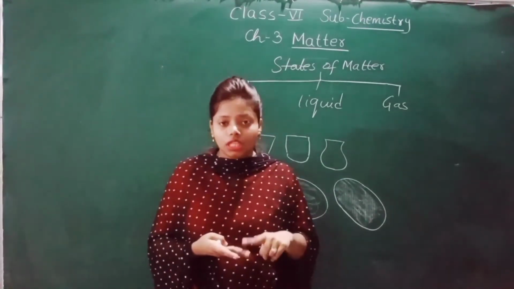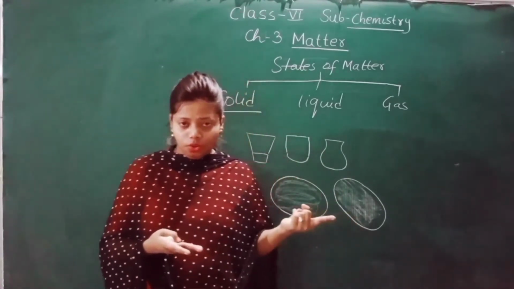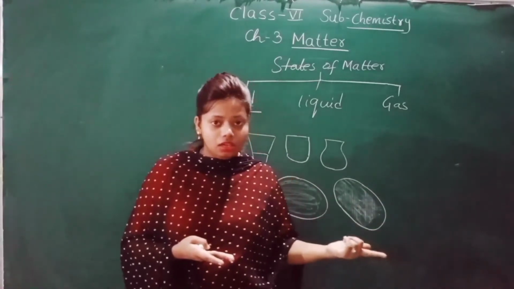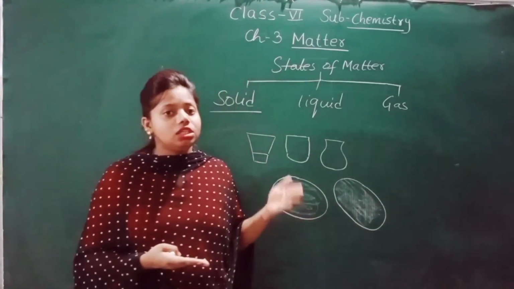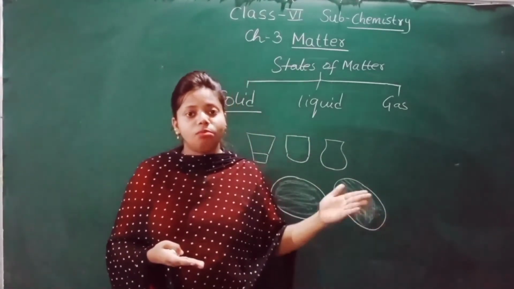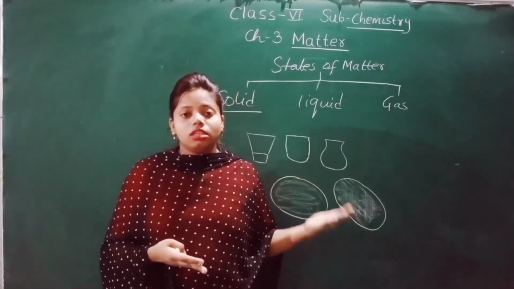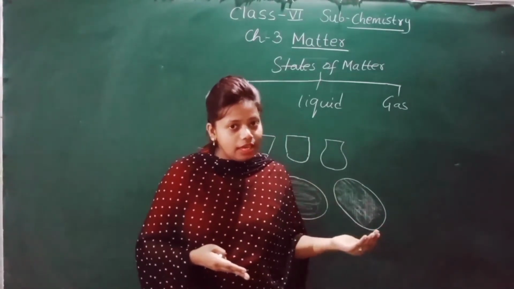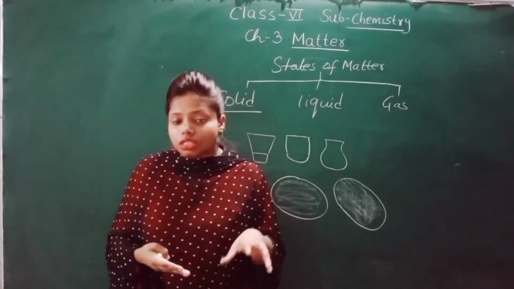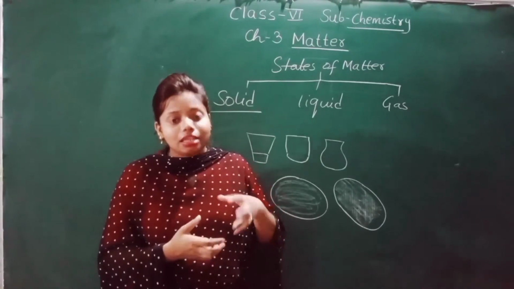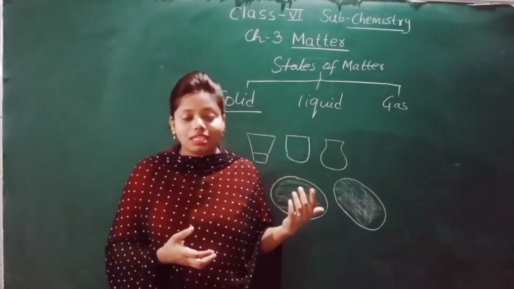If we leave these liquids open, they change their state into vapor state at a low temperature, from liquid to vapor. That is why these types of liquids are called volatile liquids, and we keep them closed in an airtight container so that they will not escape.